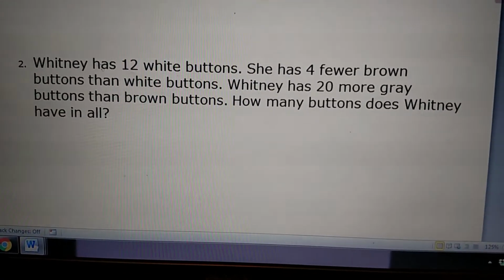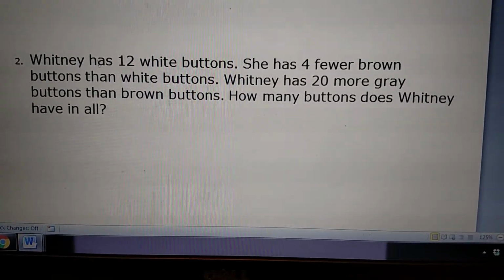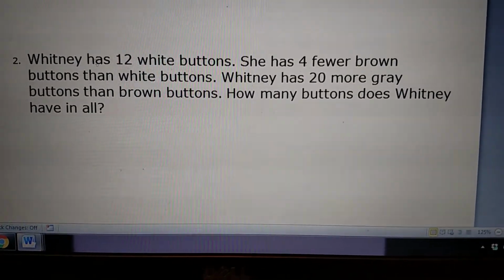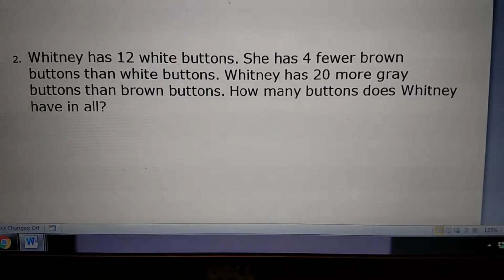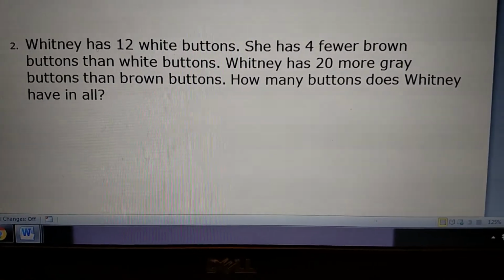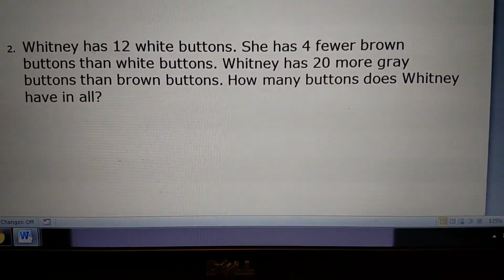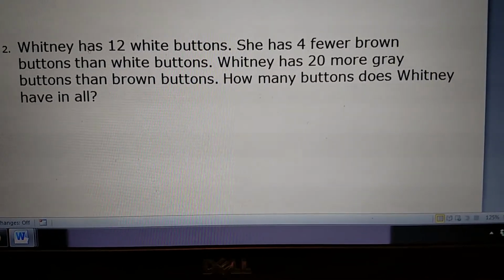Whitney has 12 white buttons. She has 4 fewer brown buttons than white buttons. Whitney has 20 more gray buttons than brown buttons. How many buttons does Whitney have in all? So I need to figure out how many white buttons, brown buttons, and gray buttons she has. Let me read it one more time.